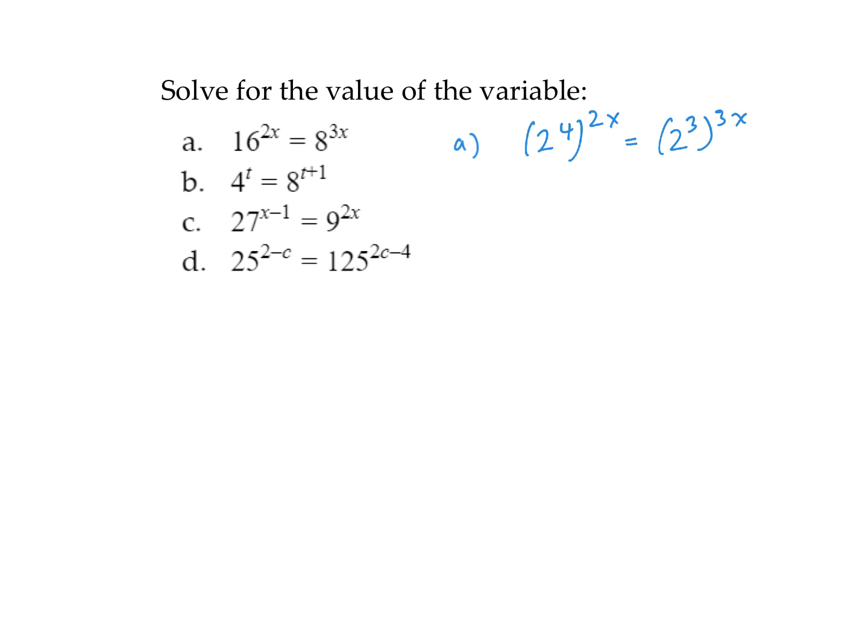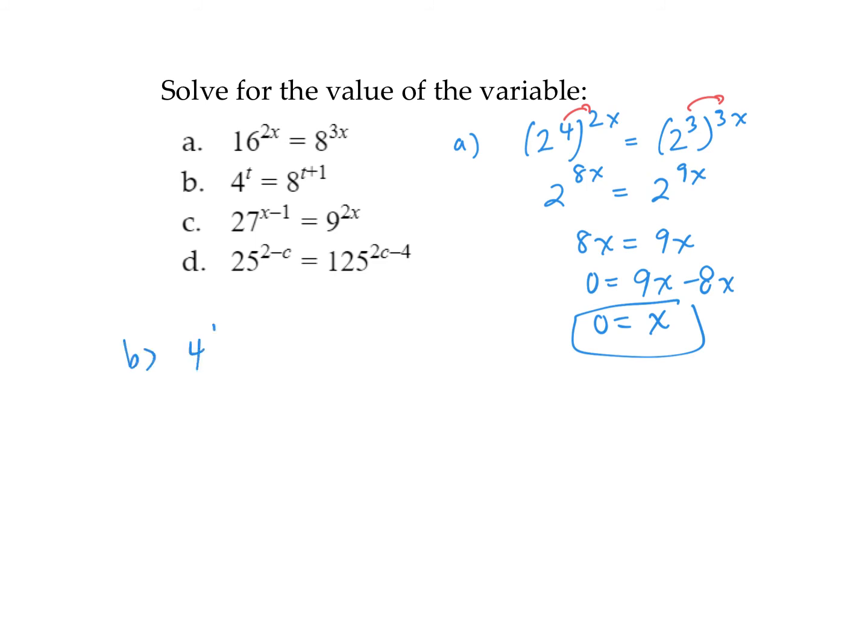I'm going to apply my power rule. So that means 4 times 2 is 8. 3 times 3x is 9x. Once I have that same base, I can say 8x equals 9x. I'm going to solve for x. I'm going to bring the 8x to the right so that I have like terms. 9x minus 8x is x, so x is 0.